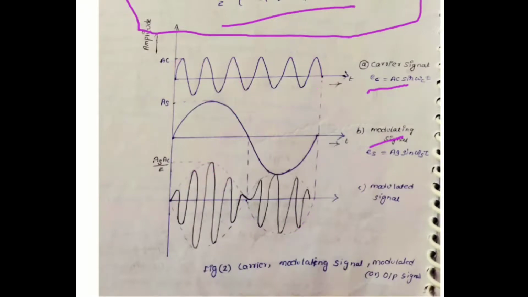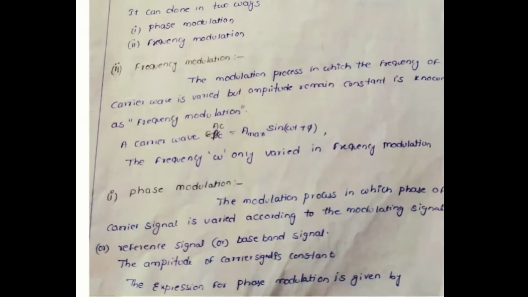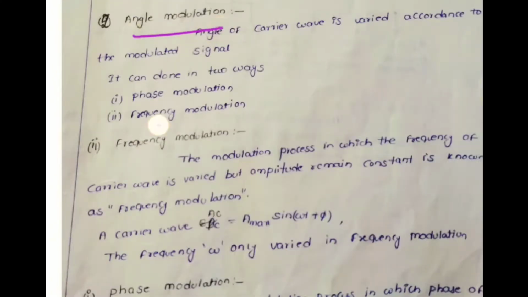Now we go to another type of modulation, and that is angle modulation. In angle modulation, the angle of the carrier wave is varied according to the modulating signal. Angle means either phase or frequency. There are two types in angle modulation: phase modulation and frequency modulation. In frequency modulation, the frequency of the carrier wave is varied, whereas in phase modulation, the phase of the carrier wave is varied.